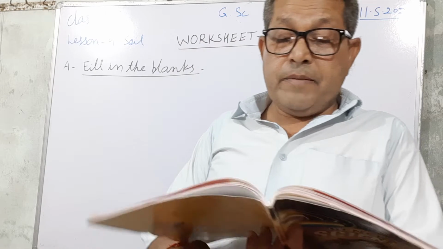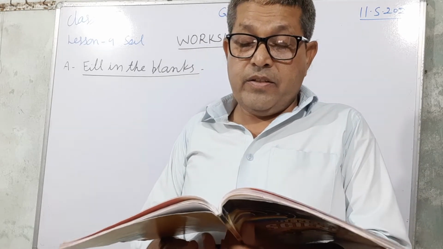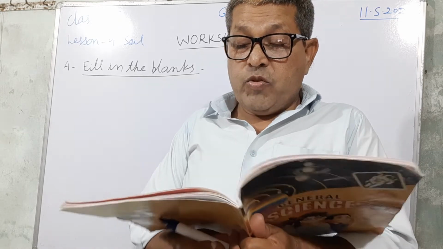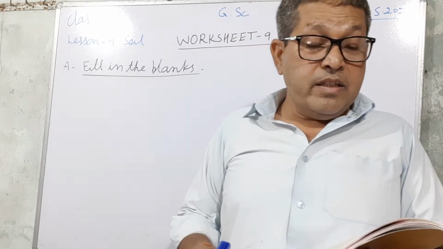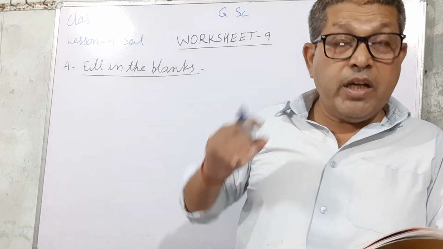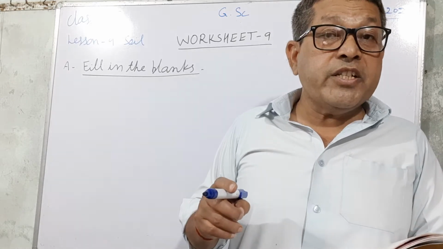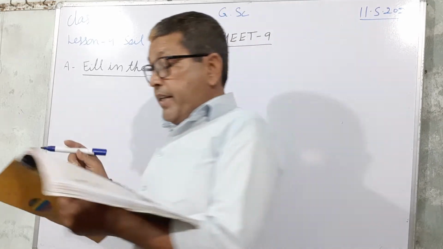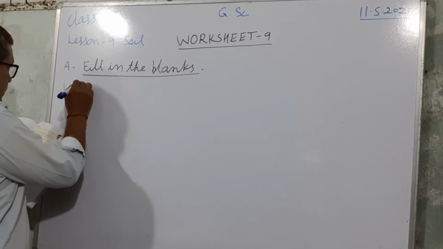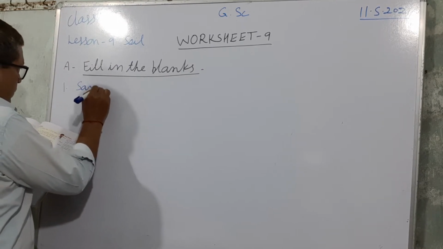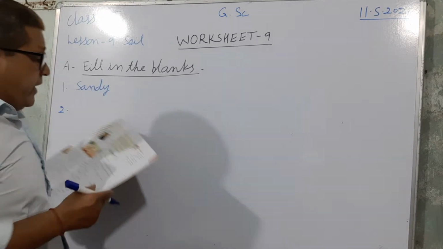First, blank is found in desert areas. Whose soil? Sandy soil. So sandy soil is found in desert areas. So first you have to fill sandy.